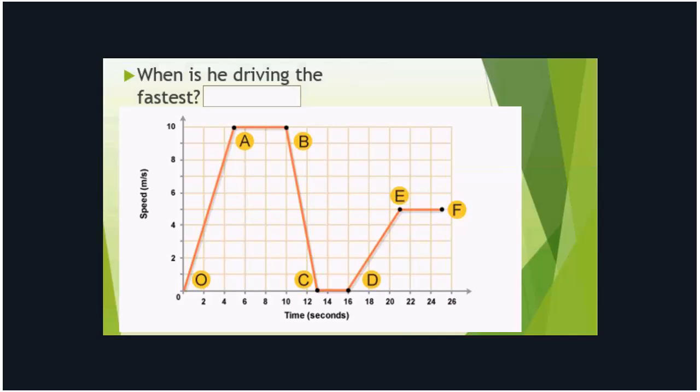When is he driving the fastest? You are not looking for where the line is pointing up the furthest, but you're looking for where the speed number on the side should be the highest. The highest speed you look at on the side, the biggest number is 10. And then you can look across at your graph to see which points match up with 10. That would be points A and B. So between A and B is when he is driving the fastest.